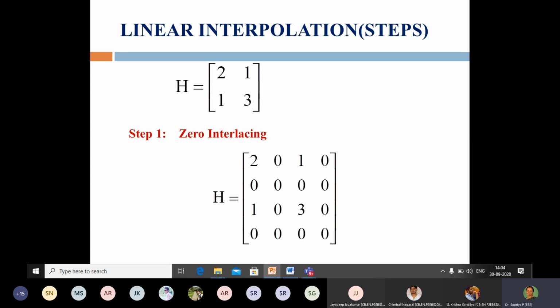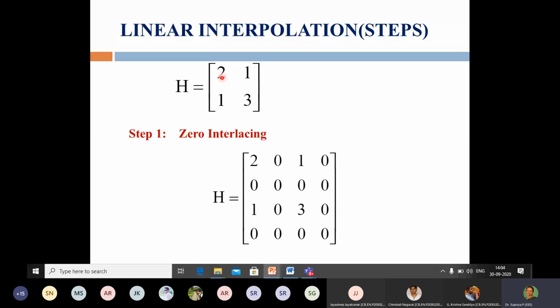So we have been given an image [[2, 1], [1, 3]], which means it has 2 rows and 2 columns. We have gone for a zero interlacing, which means we have added zeros. We have added zeros in between 2 and 1, and also between this 2 and 1, which means we have increased the dimensions, as can be seen here, from a 2 by 2 to a 4 by 4.